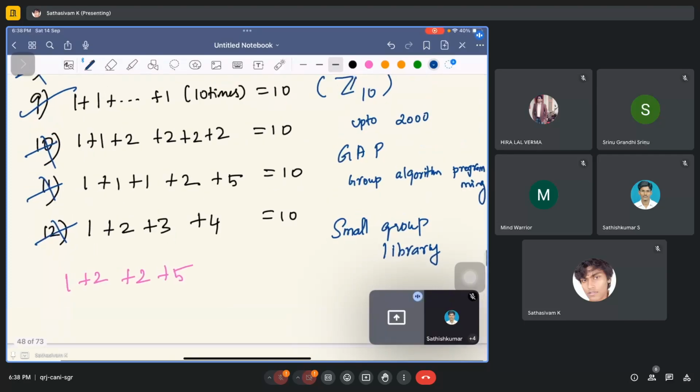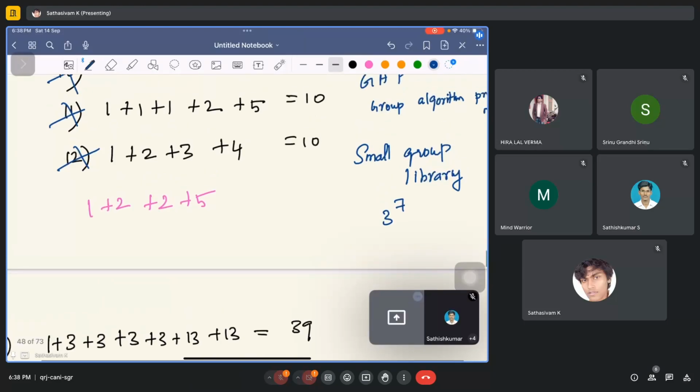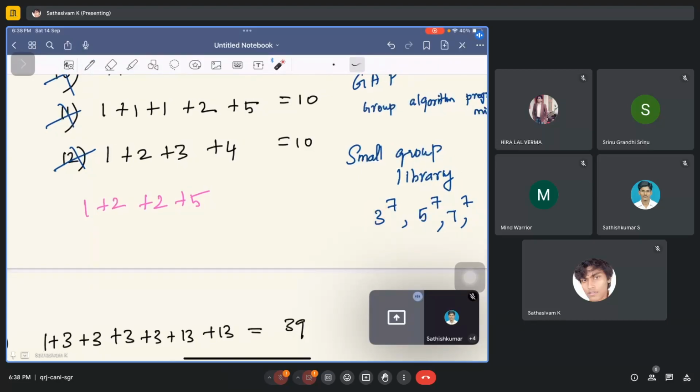In which groups of order up to, I think, 2000 are classified, and probably 3 to the power of some 7 or 9 is classified. I'm not sure, I forgot the exponent, but it's like 3 power 9, 3 power 7. I think at least 7 is there. 5 power 7 and 7 power 7 or something. Some for small primes also are classified. The small group library has this. 3, 5, 7 and 11 to some power was there, but these exponents and primes are actually small.